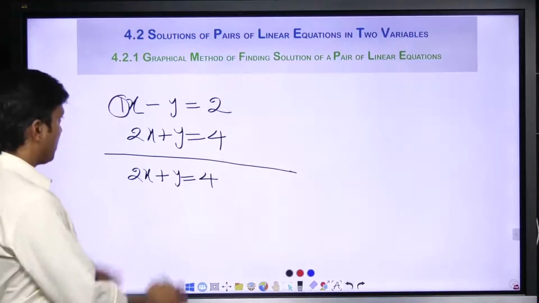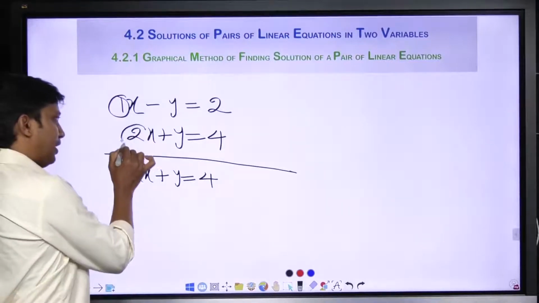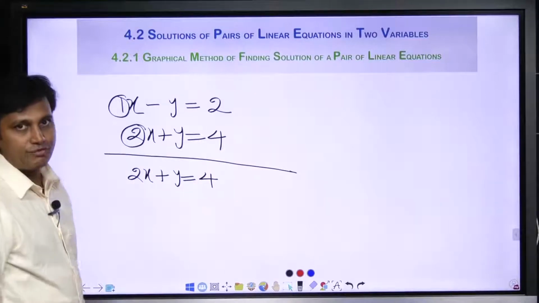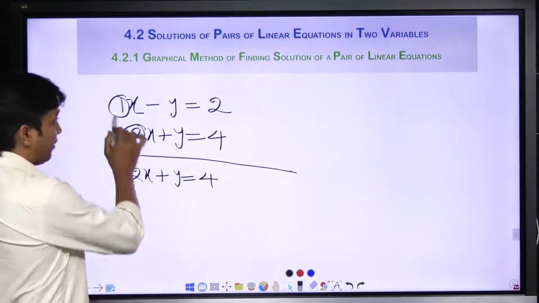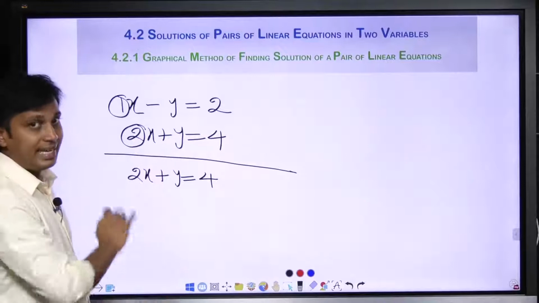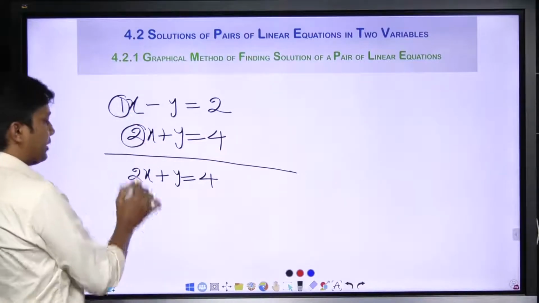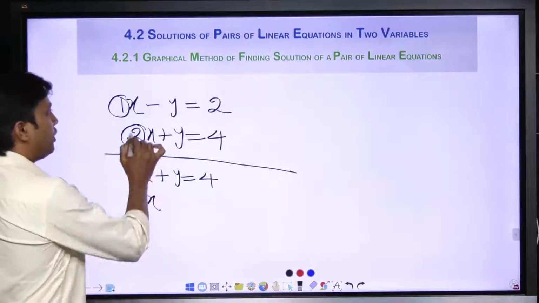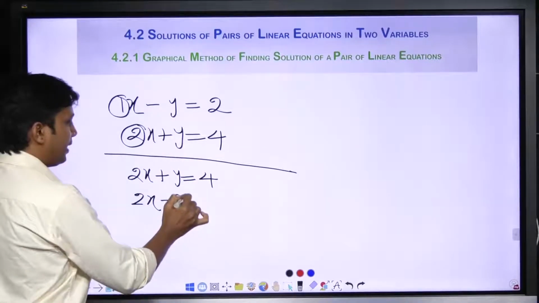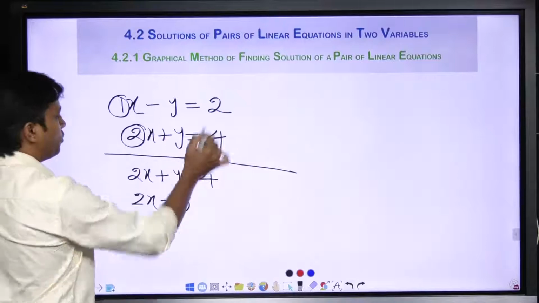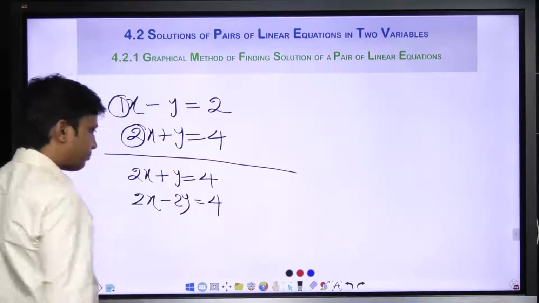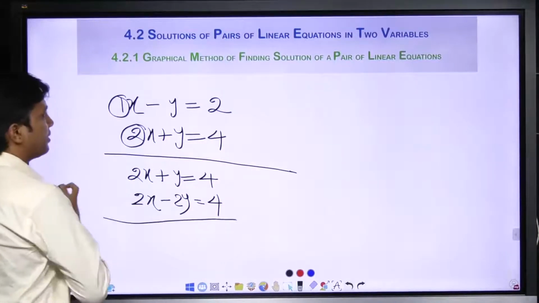Now, the coefficient of x in the second equation is 2. Multiply the entire first equation with this 2. On multiplying, 2 into x is 2x, 2 into minus y is minus 2y, and 2 into 2 is 4. Okay. So now what happens?